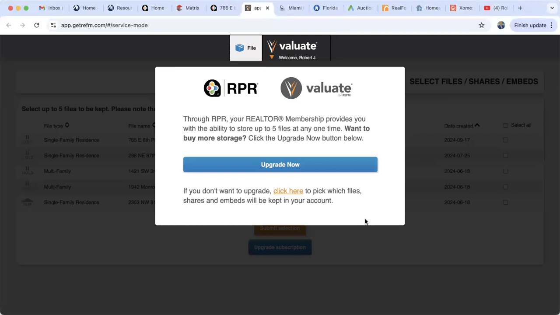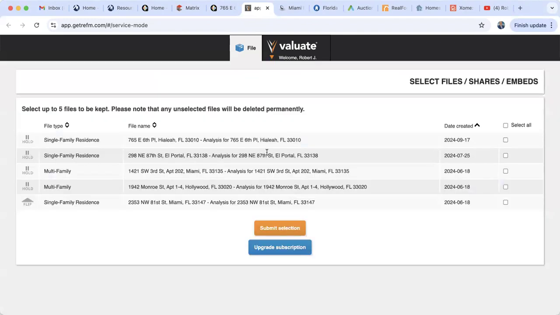Now, if you get this window, guys, it's because Valuate only allows you to work on 5 files at the same time. See here, ability to store up to 5 files at any time. We don't want to pay for an upgrade, so we're just going to click here at the bottom. If you do not want to upgrade, click here. We are going to only select the property we're using today, this one here. This happened to me because I use Valuate and have studied other properties before. So I'm going to click on just the one property we are selecting today, September 17th, and then click on Submit.